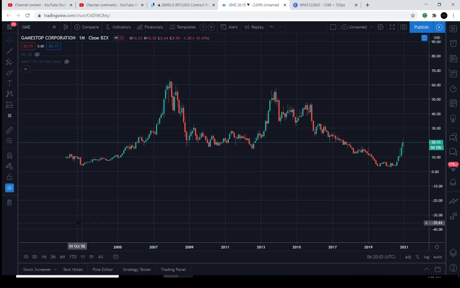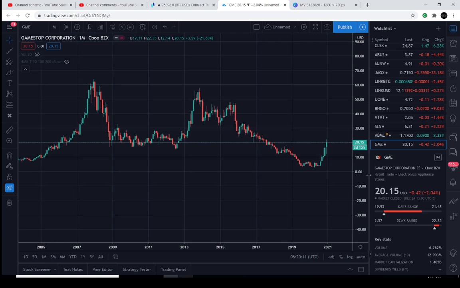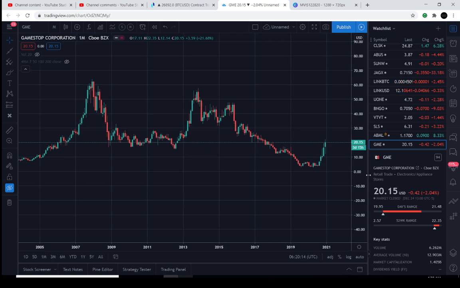All right, so today is December the 28th, 2020, and the previous close of this stock is going to be GME. Yes, it's going to be GameStop, guys. The previous close is $20.15. It's down about 2% for the day, okay?